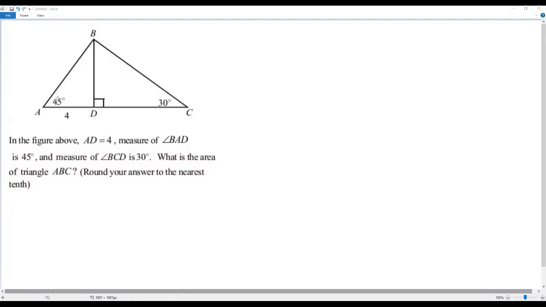Here we have a SAT math problem. Okay, let's go to the question. In the figure above, AD equals 4, the measure of angle BAD is 45 degrees, and the measure of angle BCD is 30 degrees. What is the area of triangle ABC? Round your answer to the nearest tenth.